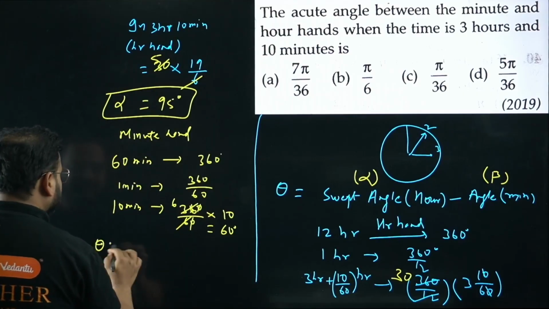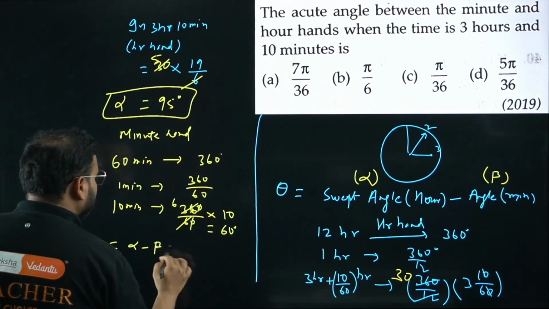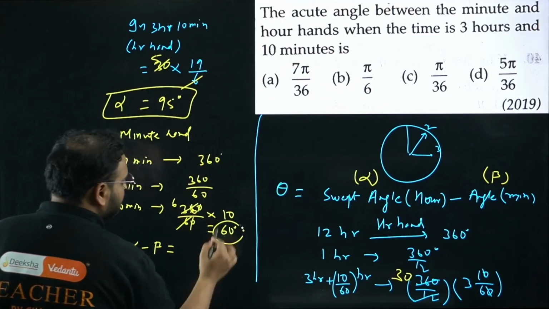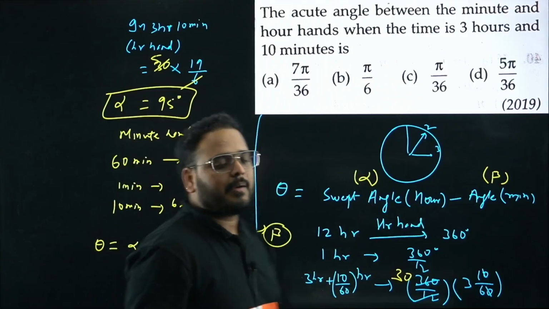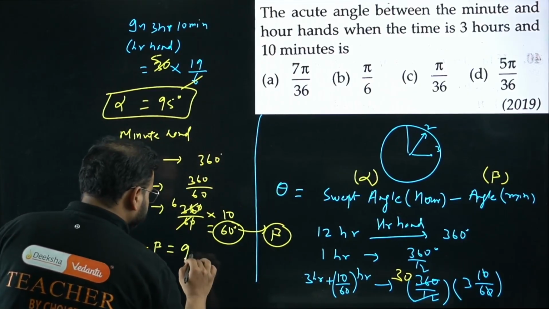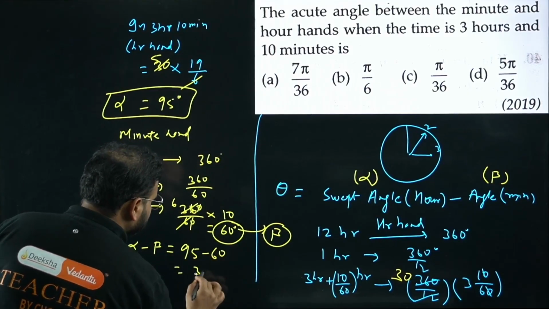You're looking for theta, right? Theta will be alpha minus beta. This is your beta value, the minute hand value. So you get 95 minus 60. How much is that? 35 degrees.